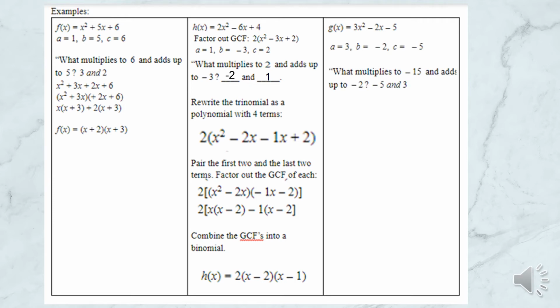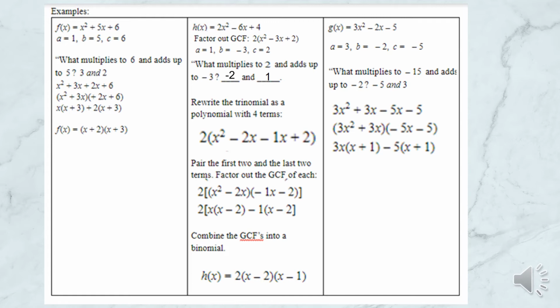In the final example, there was no GCF, so my a value was 3, my b was negative 2, and my c was negative 5. Our question was what multiplies to negative 15 and adds to negative 2, and that was negative 5 and 3. We then rewrite our trinomial as a polynomial. Notice that it does not matter the order in which the b terms are written. I could have written 3x squared minus 5x plus 3x minus 5. In this case, I just chose to write 3x squared plus 3x minus 5x minus 5. The order does not matter.